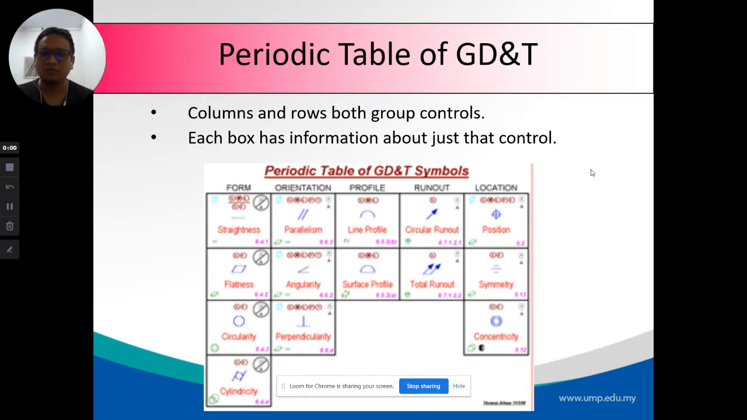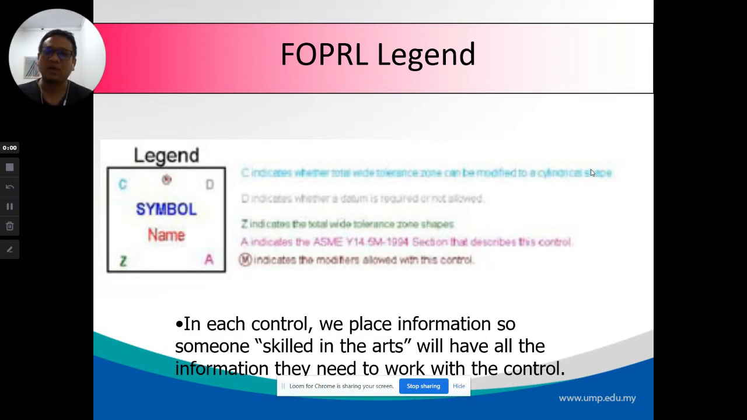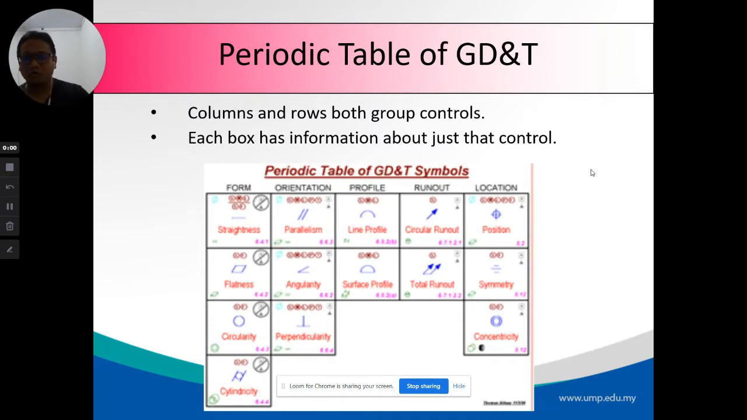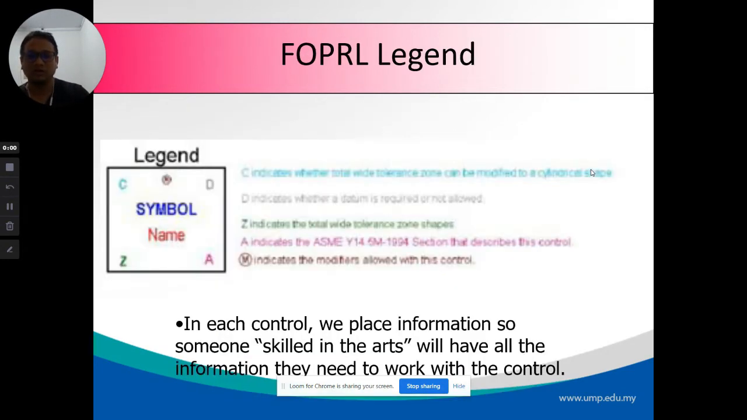Each box has its own information. For example, in the column of form, you have straightness, flatness, circularity, and cylindricity. In the column of orientation, you have parallelism, angularity, and perpendicularity. In the center, you have profile: line profile and surface profile. Under runout, you have circular runout and total runout. And finally, under location, you have position, symmetry, and concentricity. So FOPRL stands for form, orientation, profile, runout, and location.